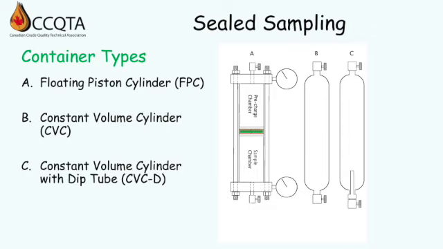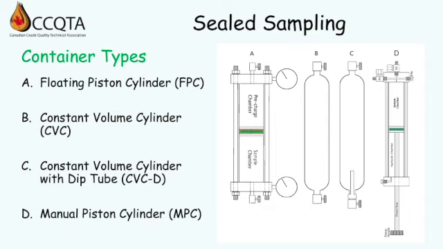The CVC with the dip tube as pictured is intended for liquid sampling with a displacement fluid such as water or glycol. The displacement fluid is immiscible in hydrocarbon and acts similarly to a piston where the product slowly displaces the displacement fluid as the cylinder fills. I'll get into more detail on how this works in a little bit.